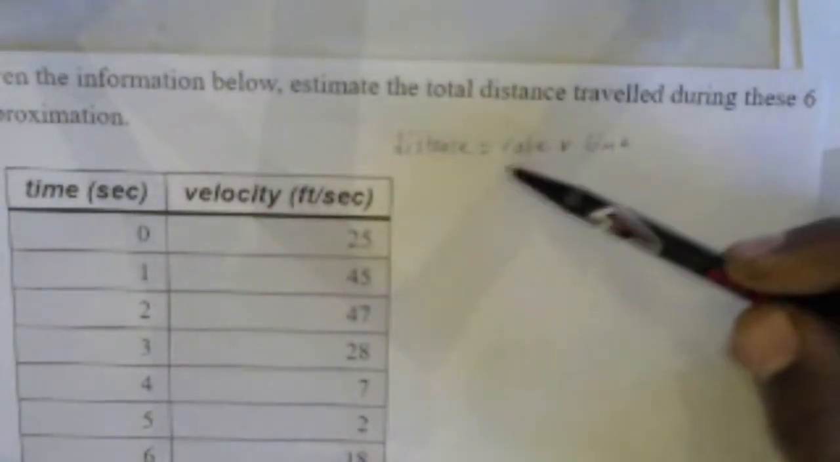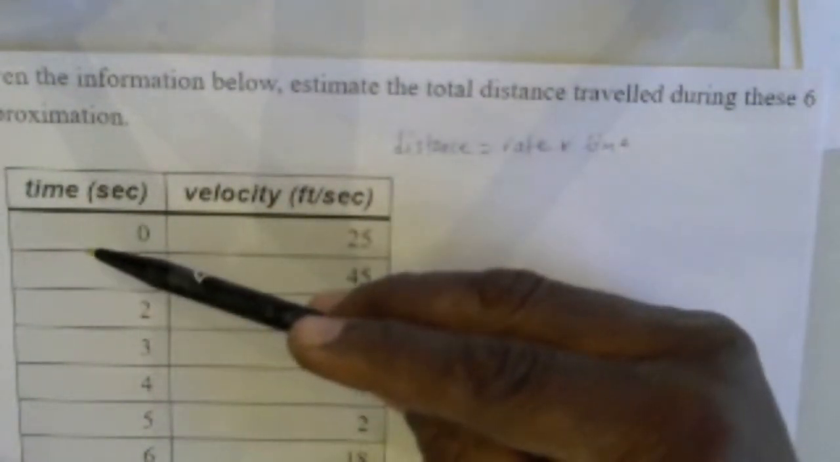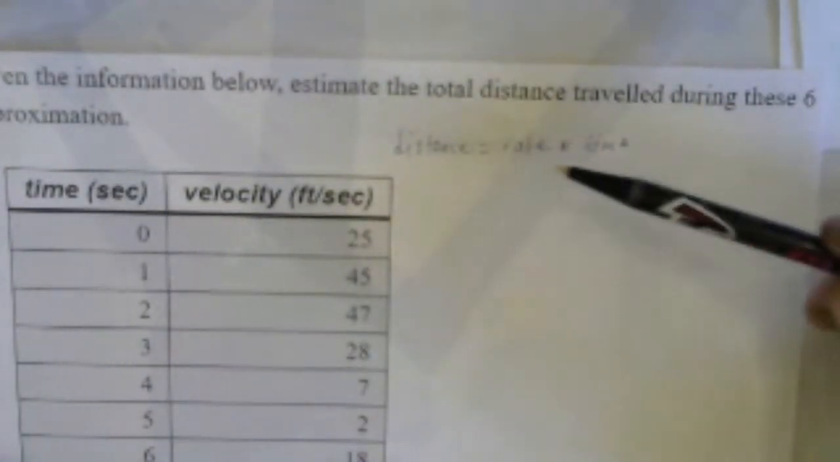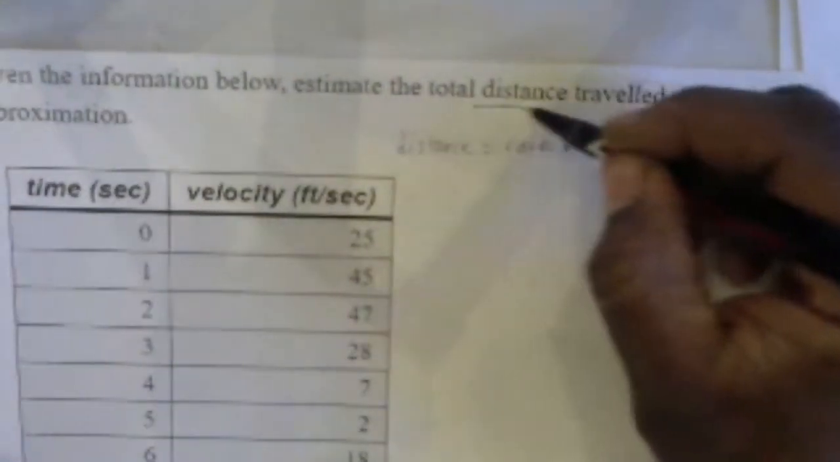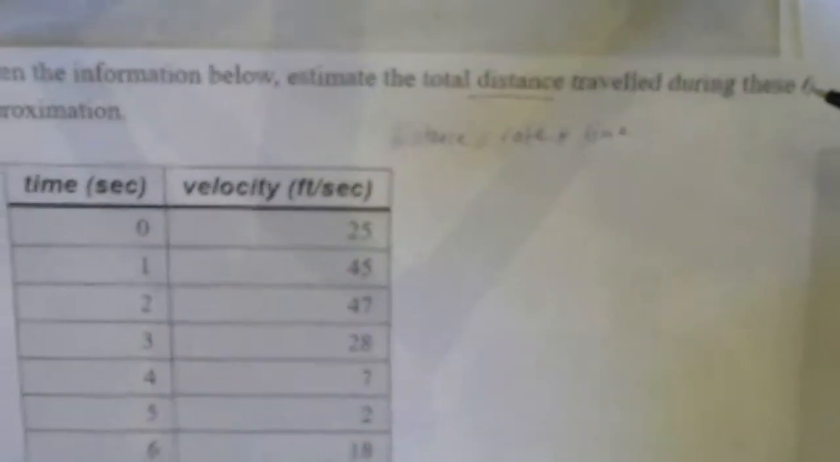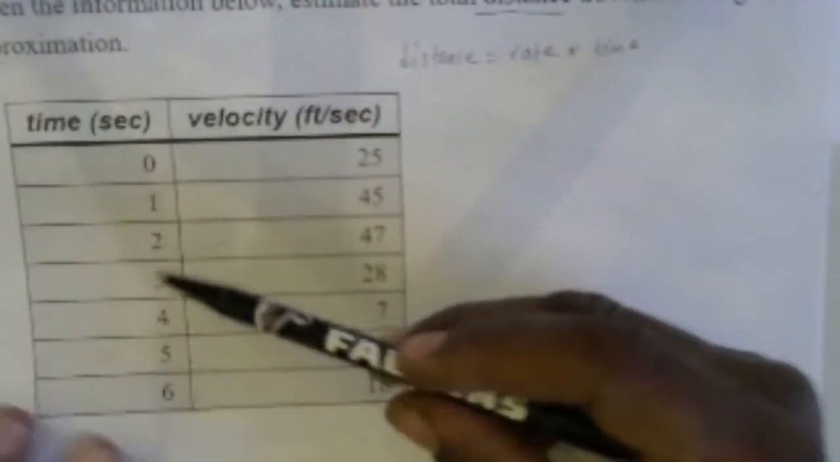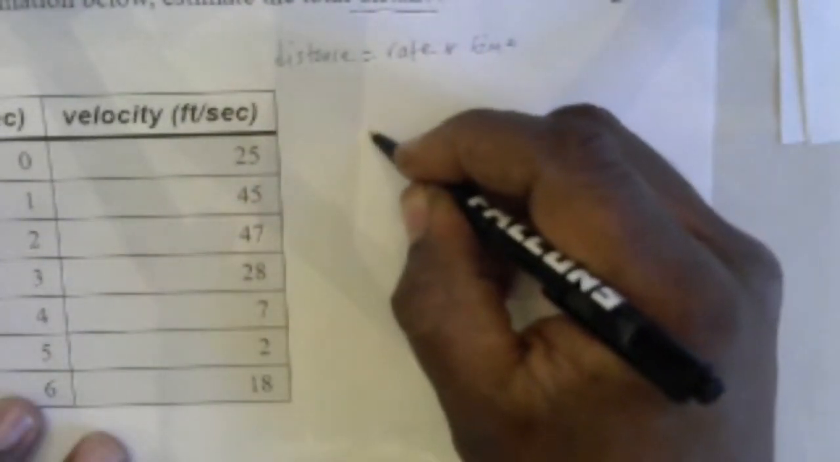So if we look at what we're given, we're actually given the velocity, which is the rate. We're given the time, right, which is time. And if we were to multiply those two things together, that actually gives us distance. So how this problem works, I'm actually going to graph this out. Okay, so this is just a rough sketch of a graph. And on the x-axis, I'm going to put time. And on the y-axis, I'm going to put velocity.